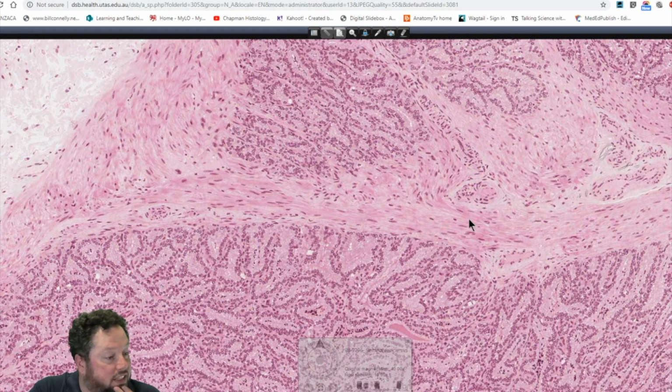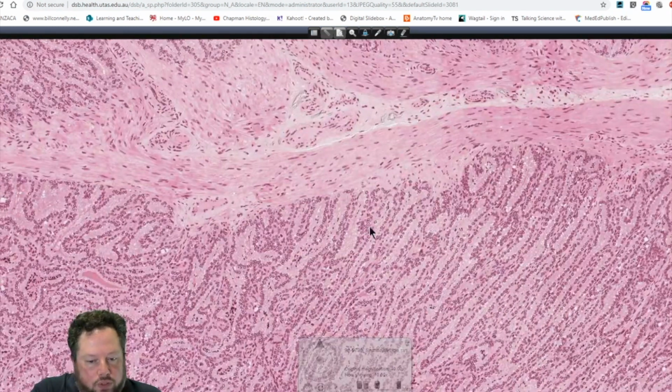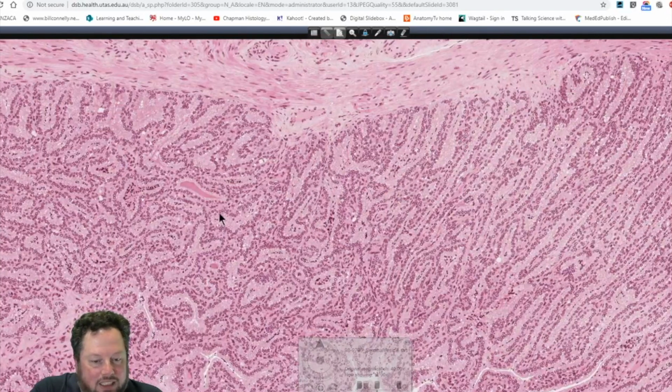So tunica albuginea in the testis. I'm not sure if we use that term in the seminal vesicles or not. You might have to look at a textbook to determine that.